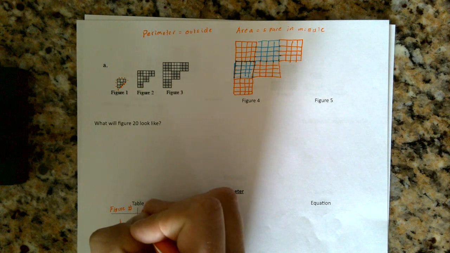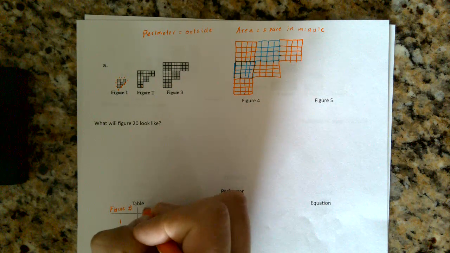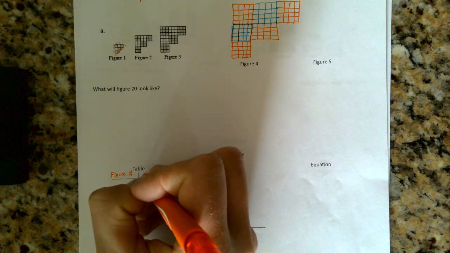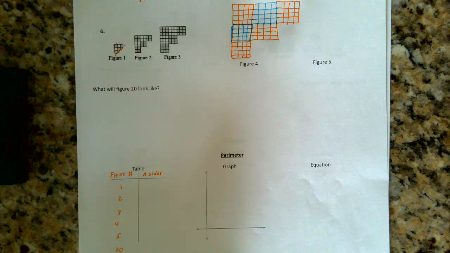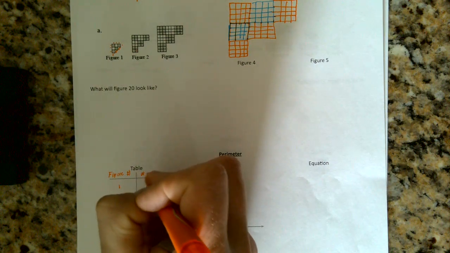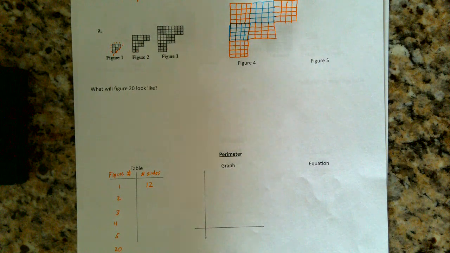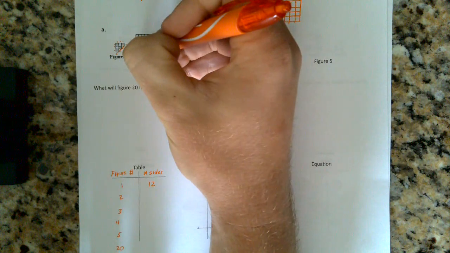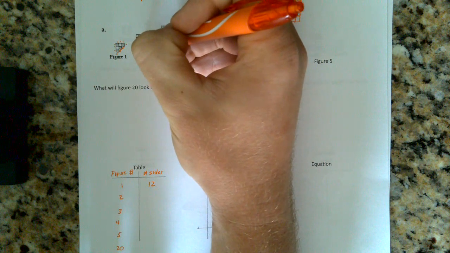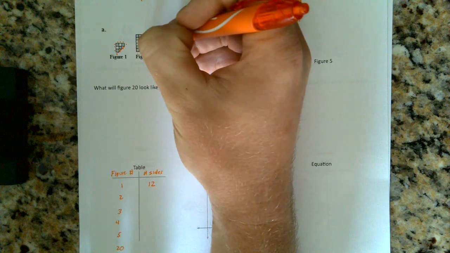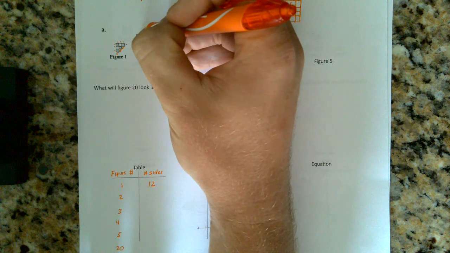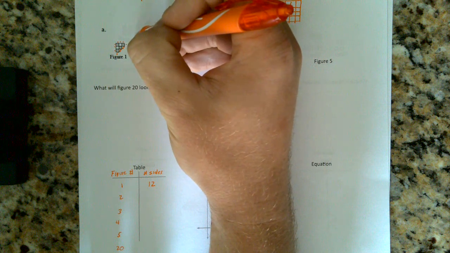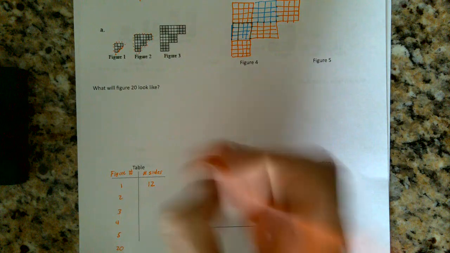I'm going to put the number of sides, or number of lines, depending on the perimeter. So there's 12 there. Now I'm going to do figure two. I'm going to count the outsides: 1, 2, 3, 4, 5, 6, 7, 8, 9, 10, 11, 12, 13, 14, 15, 16, 17, 18, 19, 20, 21, 22, 23, 24. So there's 24 of those there.